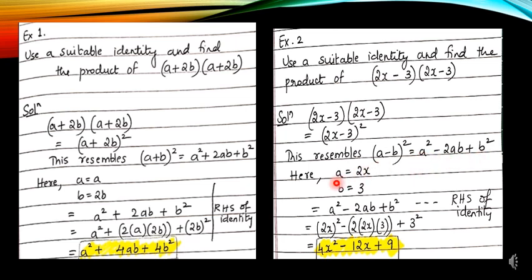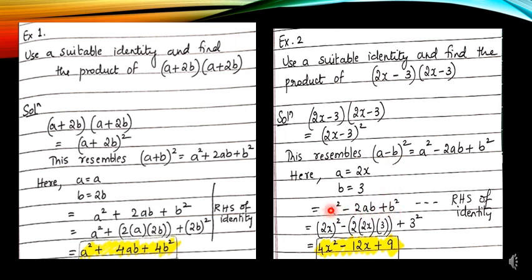What is a in this question? A is 2x and b is 3. Don't write it as minus 3 because in the identity we have minus. In the question also we have minus. So b value will be written as only 3. Now start substituting in the RHS. Why only RHS? Because the question is in the form of LHS. You can see these both are in same form. So you should simplify and keep it in RHS form. What is the RHS of a minus b whole square? It is a square minus 2ab plus b square.